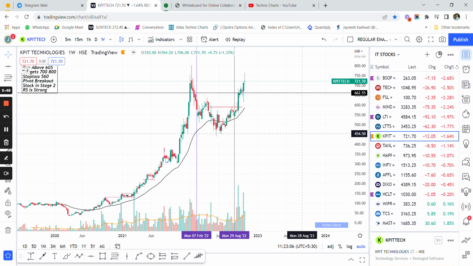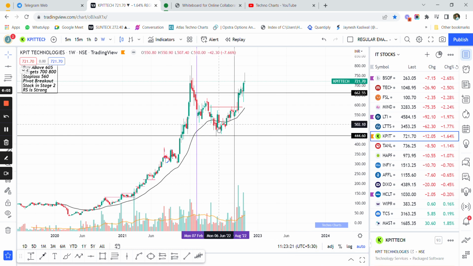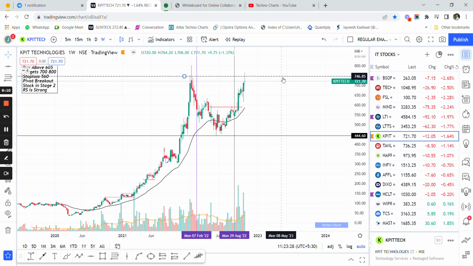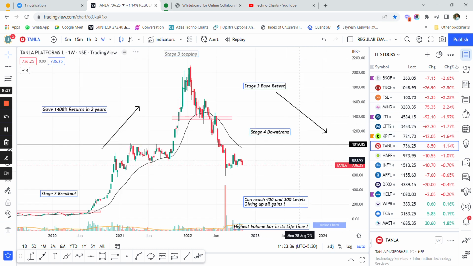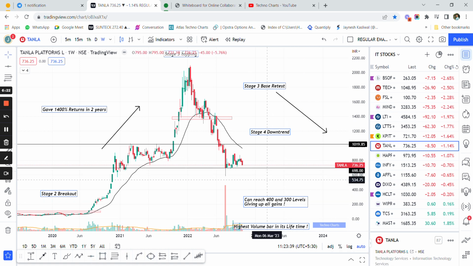KPIT. So as you can clearly see, the difference between a leader and the laggard. KPIT has been an outperformer in the IT index or IT stocks. It did not break the stage 3 base, and it took support, and finally it bounced back drastically and has touched an all-time high. So one can keep holding this stock as of now, and there is no need to worry about this stock especially, right?